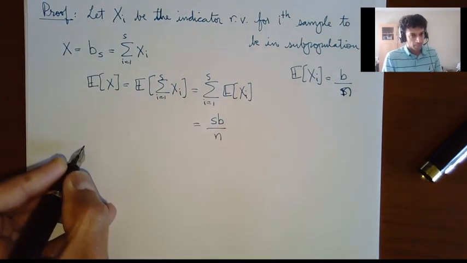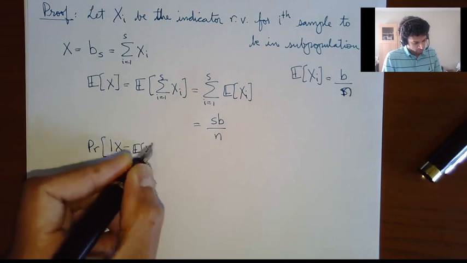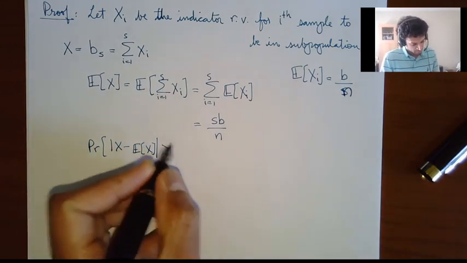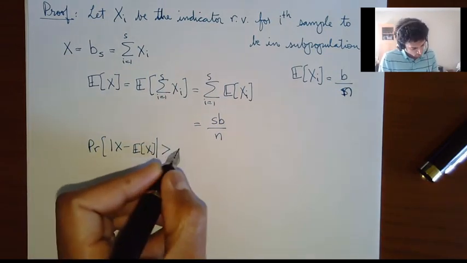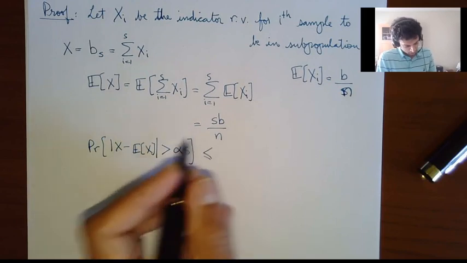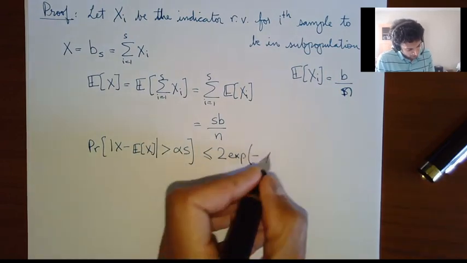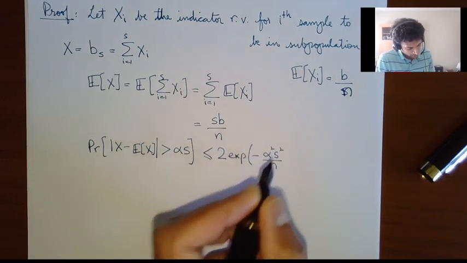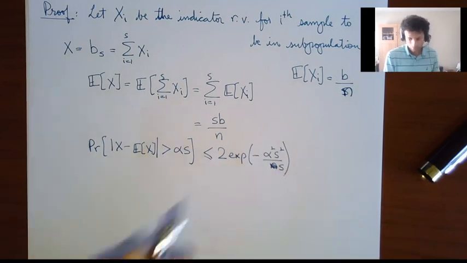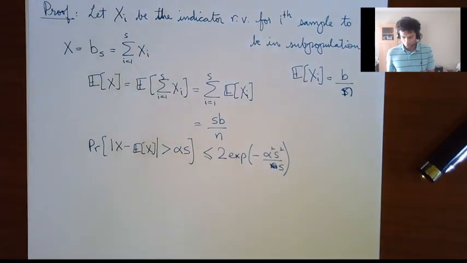Okay, now let's apply the Hoeffding bound. The probability that X minus the expectation deviates by more than alpha times S is at most 2 times e to the minus alpha squared S squared divided by, I'm sorry, it's not N, but the number of samples, which is S. So let me bring out the Hoeffding bound again so that you can see exactly how I did this.